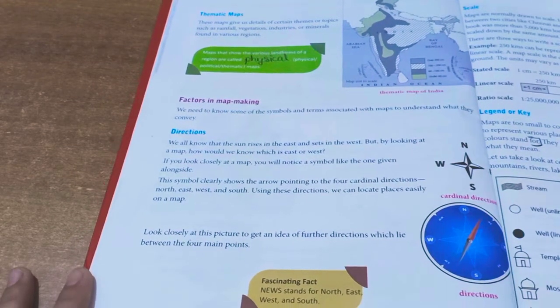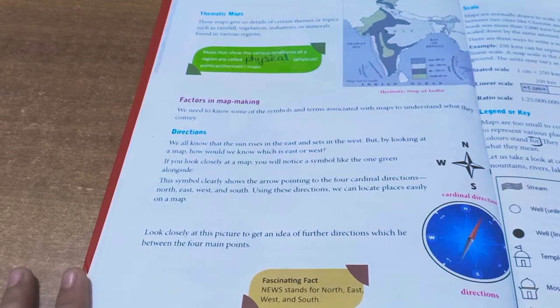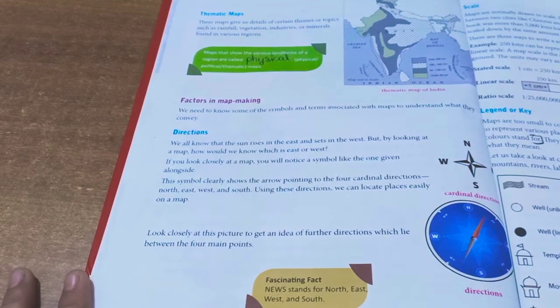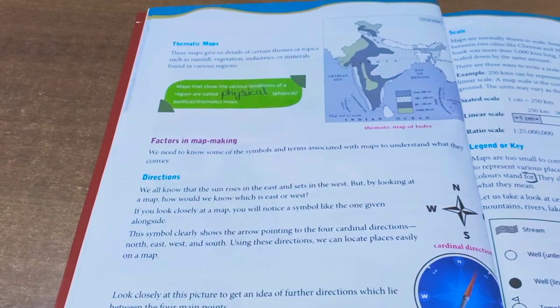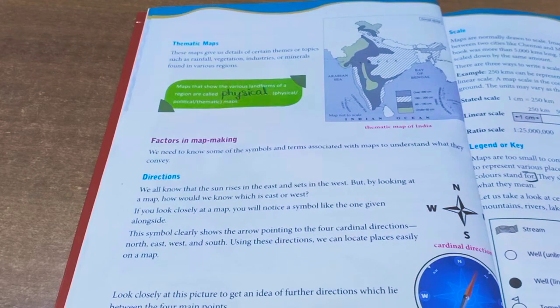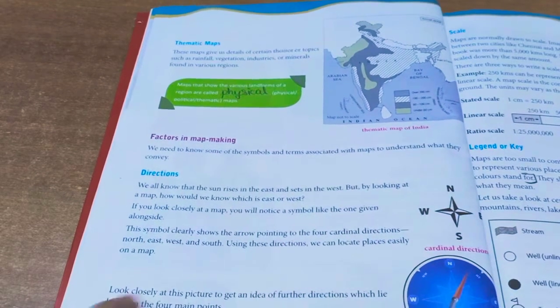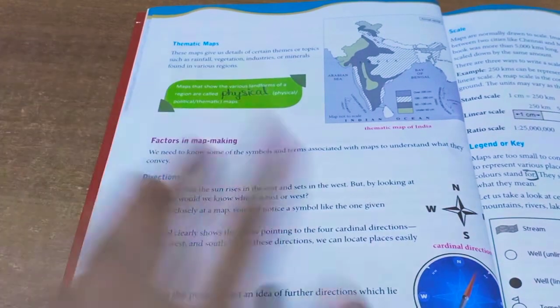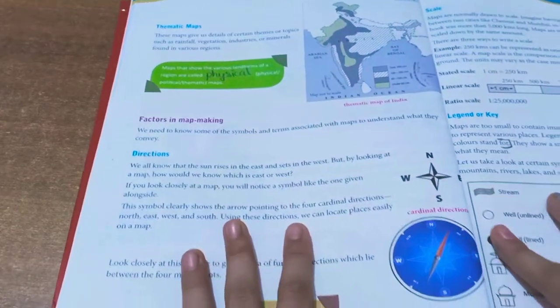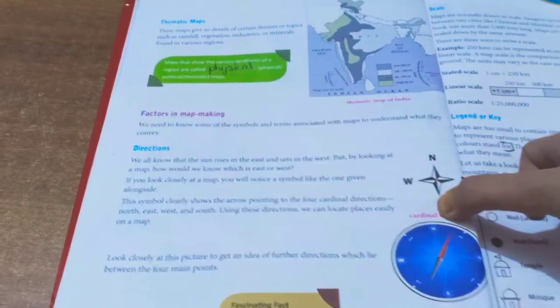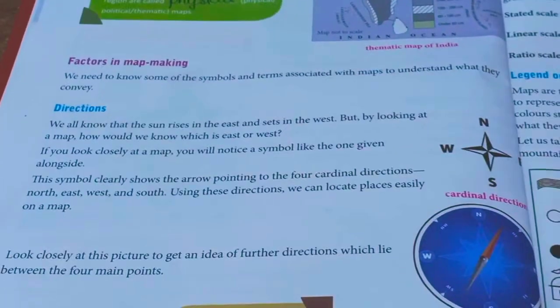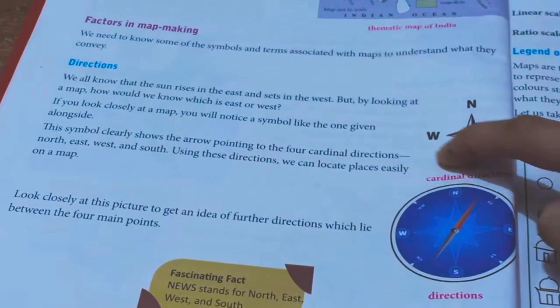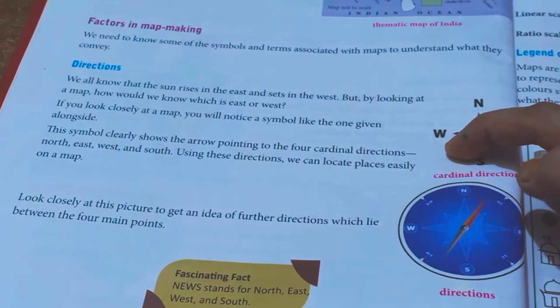Look closely at this picture to get an idea of the directions which lie between the four main points. Now we have northeast, northwest, southeast, southwest. So they are the directions between the main cardinal directions. They are shown over here. Let me zoom in. Can you see that?